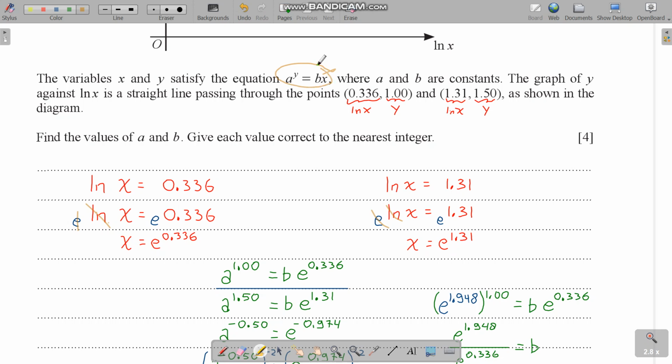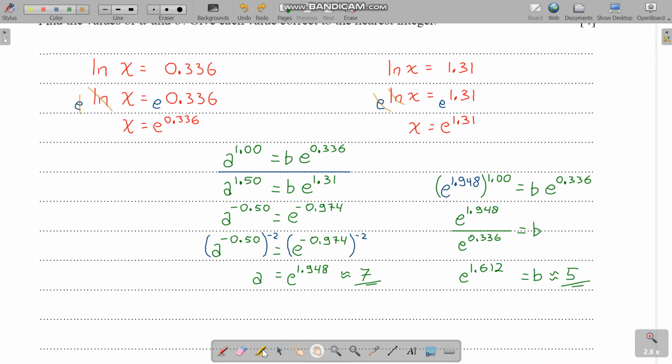We plug in the x and the y value. The x is 0.336, the y is 1.00. We get this equation, and we use the x is 1.31, the y is 1.50. We get the second equation. So after we get the two equations, we can just divide both equations. b divided by b is 1, so they cancel out. We have only, from here we subtract the powers. Division means we subtract the powers, we get minus 0.5.